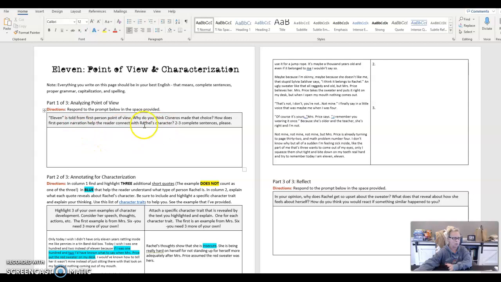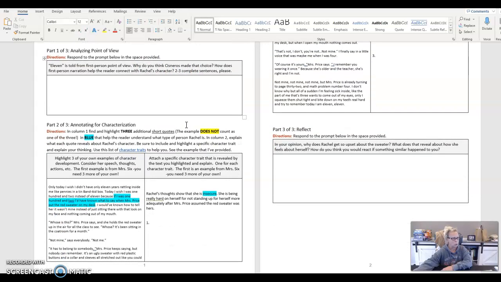"11" is told from first-person point of view. Why do you think Cisneros made this choice? How does first-person narration help the reader connect to Rachel's character? In 2 or 3 complete sentences, answer that question. So basically, make sure that you know there's 2 questions there. It's why does the author use first person, and then how does first person help the reader connect to Rachel's character, right? So there's 2 things you're answering there.